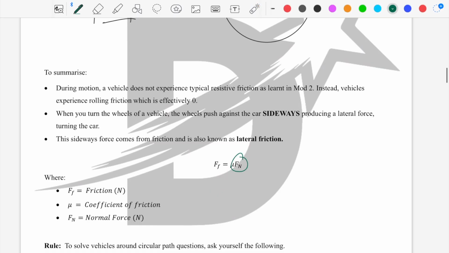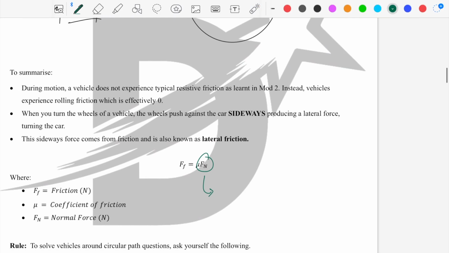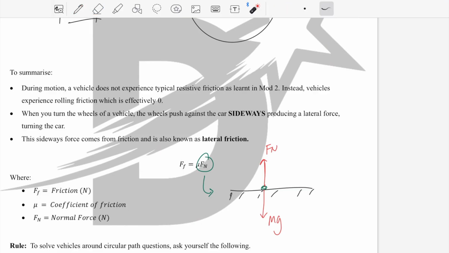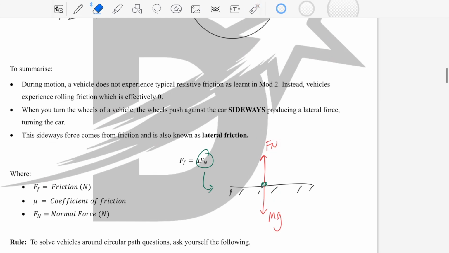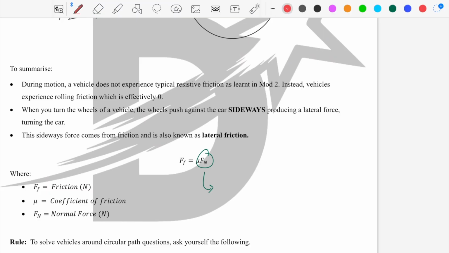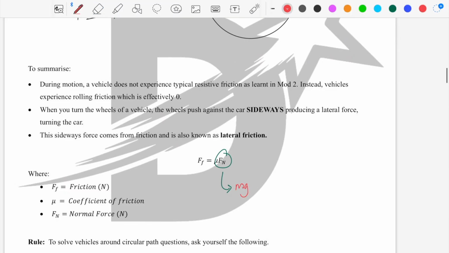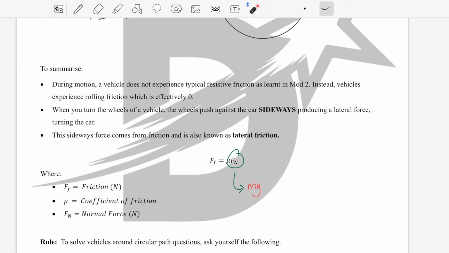Now, to find the normal force, all you have to do is draw a free body diagram. Let's say a car is traveling on a flat surface. When you have a flat surface, what forces act on the object? You have the normal force and you have the gravitational force. Because we only have these two, your normal force and your gravitational force cancel out. So essentially, your normal force on a flat surface is always just going to be equal to mg. Because we're dealing with flat surfaces only here, we're just going to write it as mg.